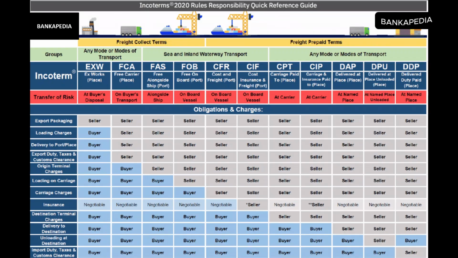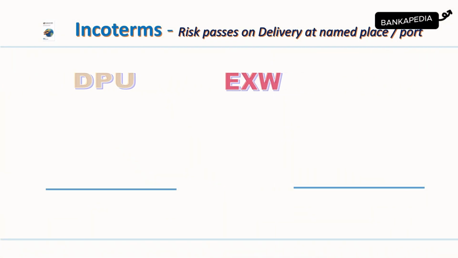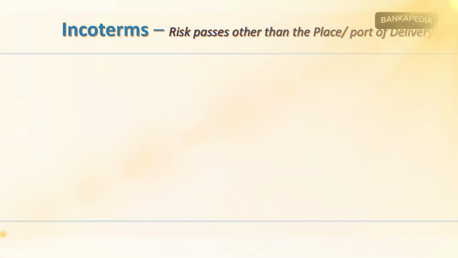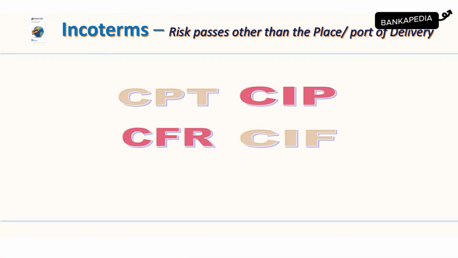All 11 Incoterms 2020 explained, from EXW where the buyer does almost everything, to DDP where the seller does it all. Risk passes from buyer to seller in the named place or port with Incoterms EXW, DPU, DDP, DAP, FCA, FOB, and FAS. Risk passes from the buyer to the seller at the place or port of delivery with Incoterms CFR, CPT, CIF, and CIP.